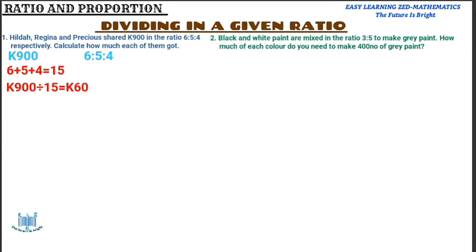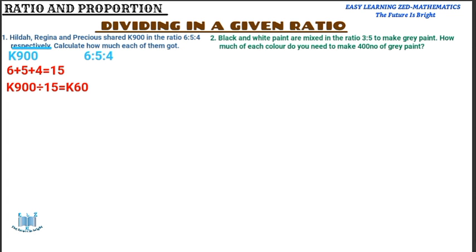So since we found the worth of one share, we can go ahead and find how much Hilda, Regina, and Precious got. We are going to start with Hilda. Notice that the word respectively is underlined. So we need to be very careful when we're getting the numbers from the ratio. The first number stands for the first name mentioned, and then we go on like that.